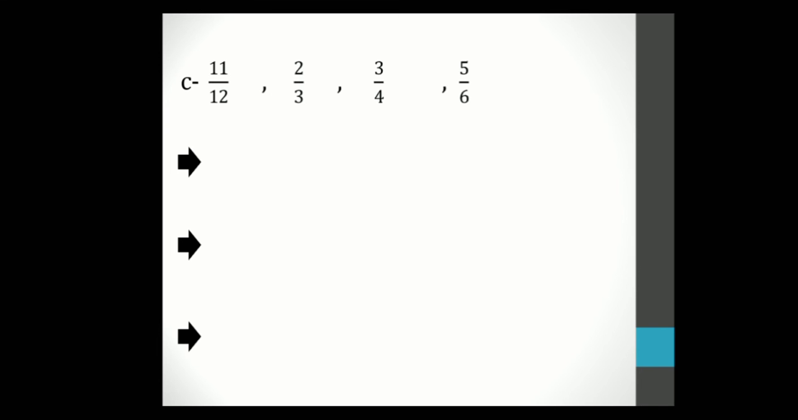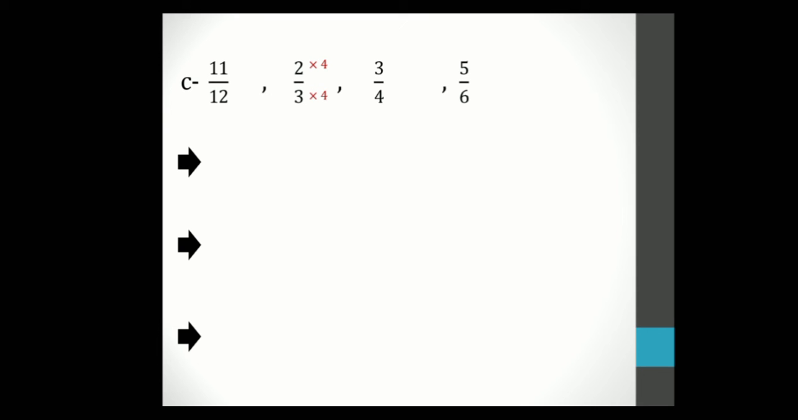Letter C, I have 11 over 12, 2 over 3, 3 over 4 and 5 over 6. All fractions have different denominators. So I need to get the same denominators in these fractions. I'll search for the biggest denominator here. Where is the biggest denominator? Yes, it's 12. So I need to convert all denominators to be 12. I take the second one, 2 over 3. Can I convert 3 to be 12? Yes, by multiplying 3 times 4. So I make 3 times 4 and also 2 times 4.